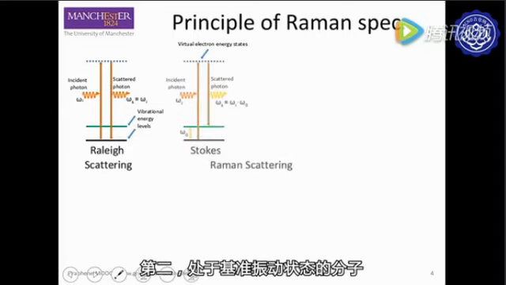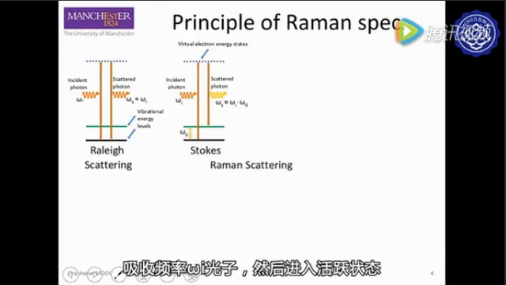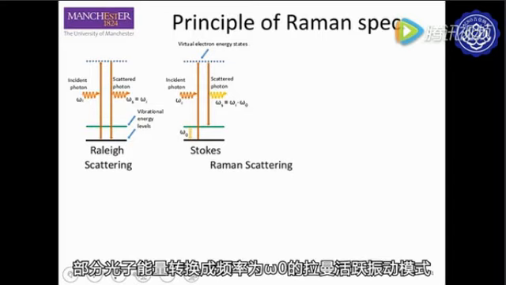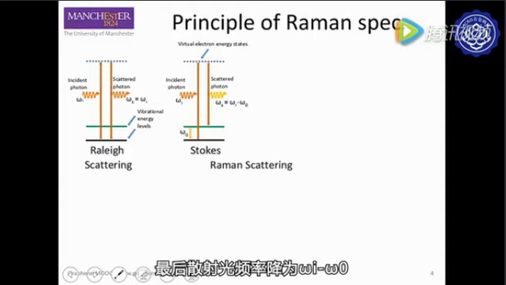Secondly, a molecule which is in its ground vibrational state absorbs a photon with frequency omega I and then goes into an excited state. Part of the photon's energy is transferred into a Raman active vibrational mode with frequency omega 0, and the resulting frequency of the scattered light is reduced to omega I minus omega 0. This Raman frequency is known as the Stokes frequency.